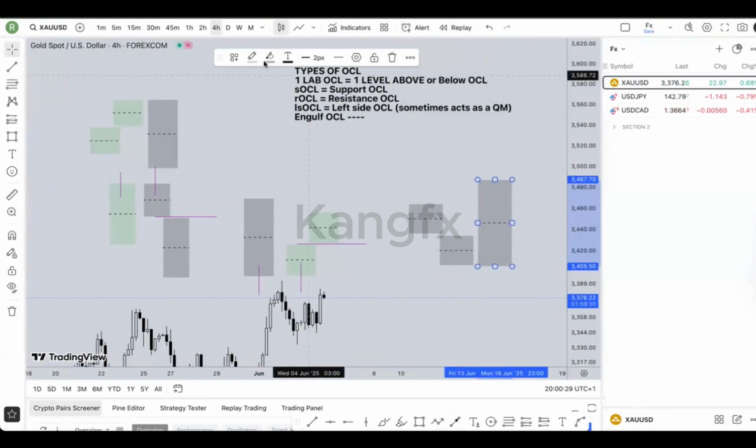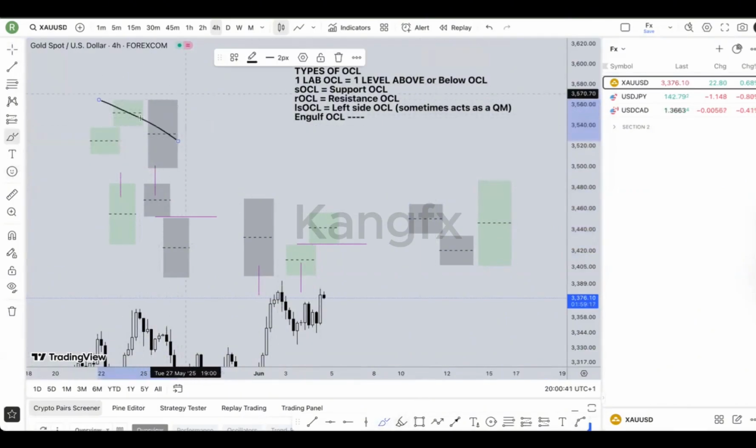You see, they are different from our support and resistance OCL. So don't get confused. This is a support OCL. This is resistance OCL. These two here are not our support OCL. They are not resistance OCL. This is the correct one. Resistance OCL, resistance OCL, resistance OCL, support OCL. So if you see this in the market, just know that this is an engulf. We don't trade engulf. So I just wanted to correct that so you won't be making the mistake when you see this one in the market.